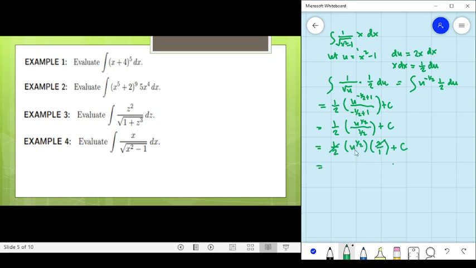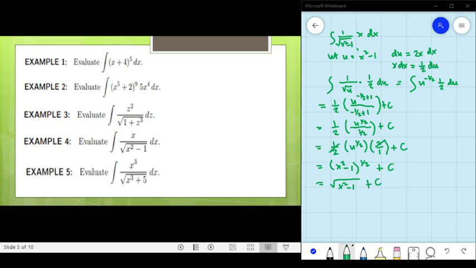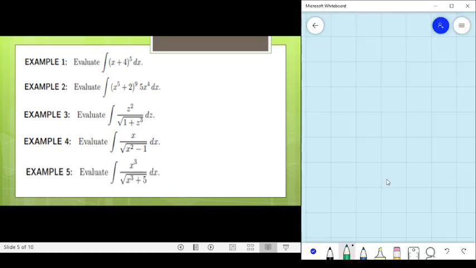So i-replace na to ang u with the value ng atong galat ganina. So it would be x squared minus 1 to the 1/2 plus c, or that would be equivalent to the square root of x squared minus 1 plus c. Okay, that's number 4. And number 5, we have the antiderivative of x cubed over the square root of x cubed plus 5 dx.